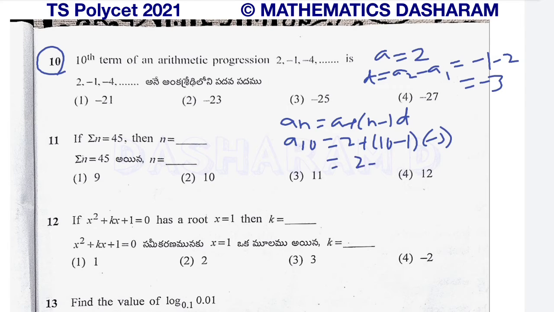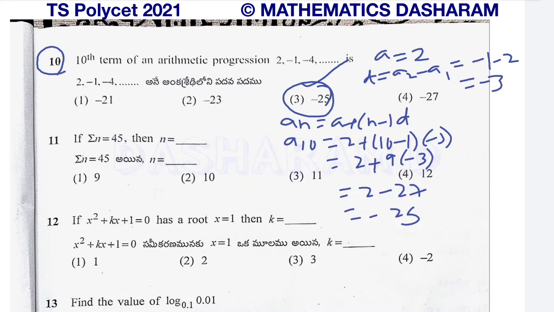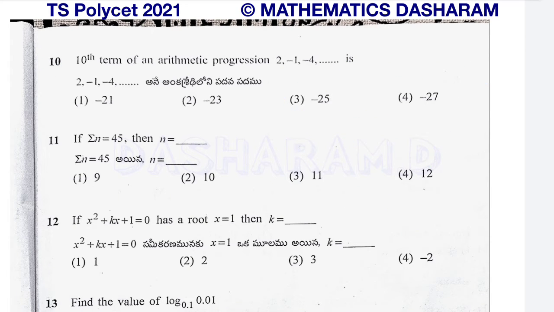So 2 plus 10 minus 1, 9 into minus 3. So 2 plus 9 into minus 3, minus 27. So it is equal to minus 25. So option 3 is correct. Next to question number 11.